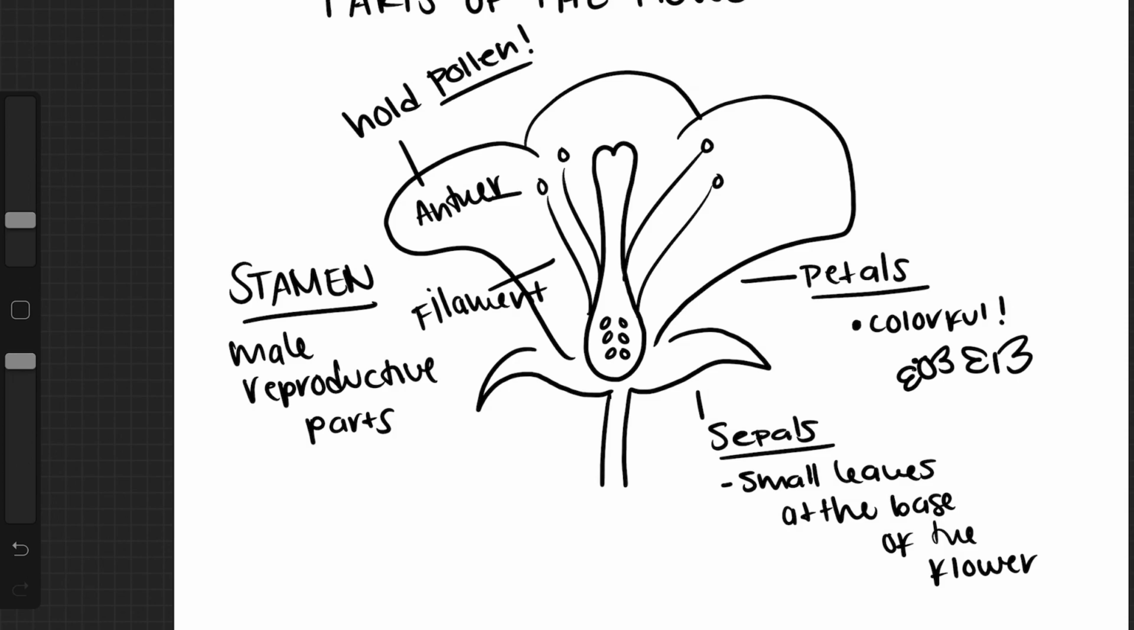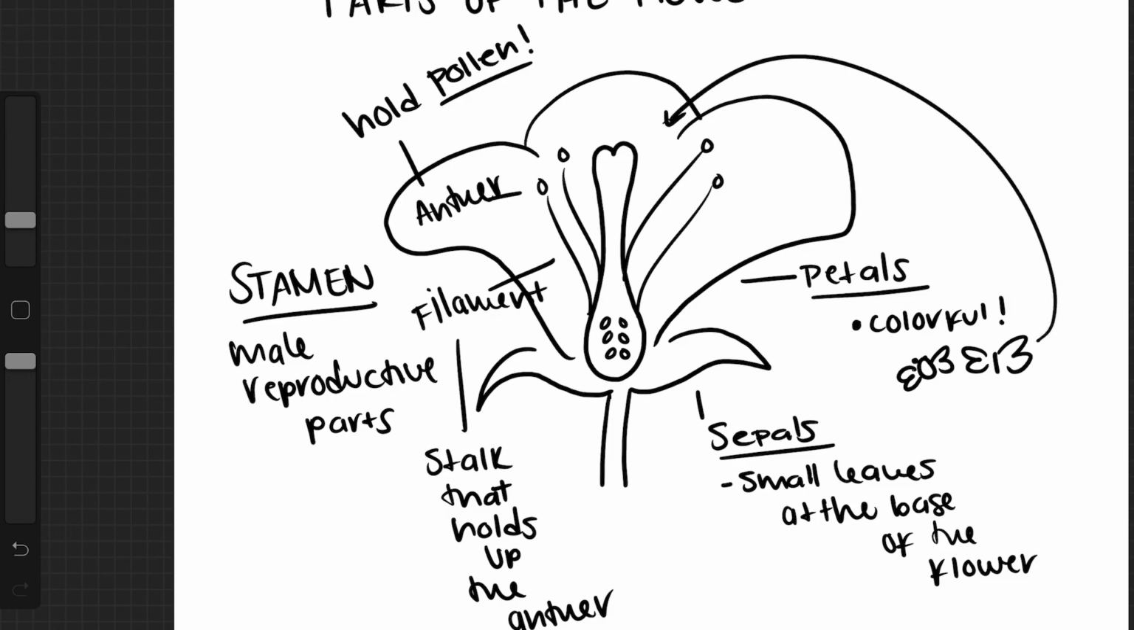Pollen is super important. It's all of that green and yellow stuff that you see on top of your car during the spring, and that is how flowers fertilize each other. And the filament is the stalk that holds up the anther. It is going to hold it nice and high so that little pollinators can actually go ahead and reach it. So those are the male parts of the flower, the stamen, which again is the anther and the filament.